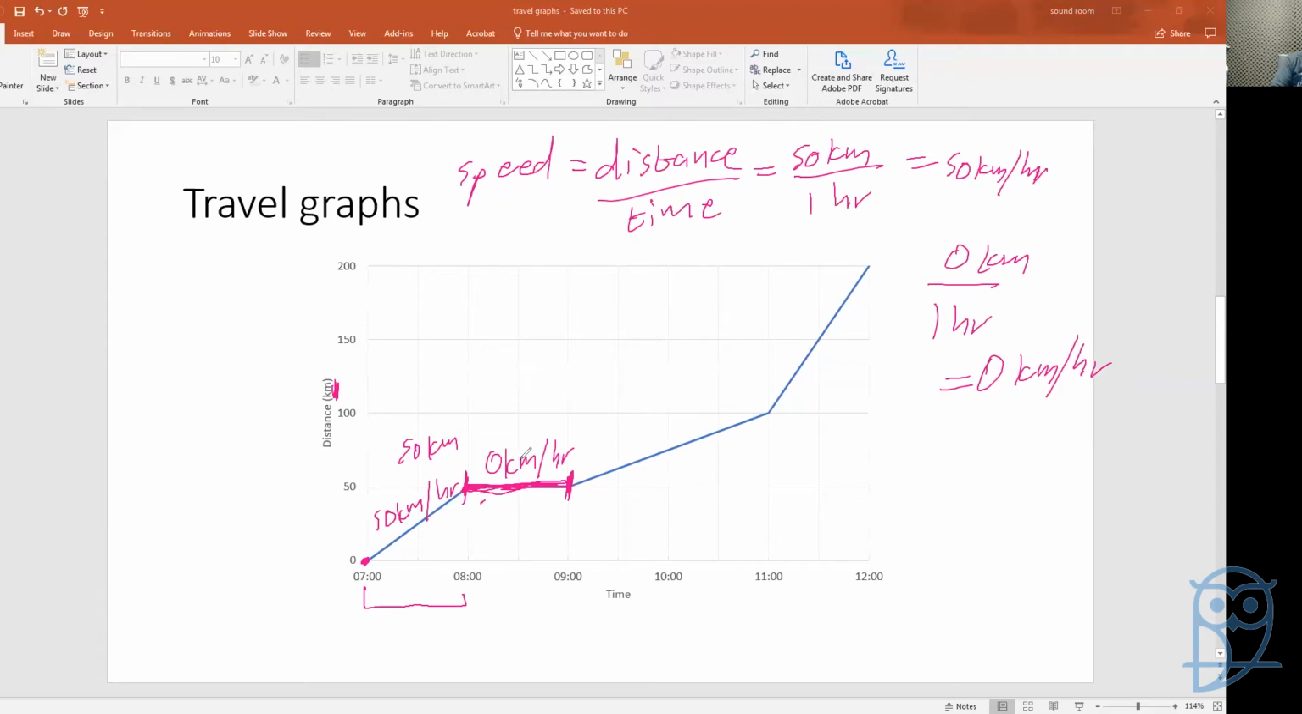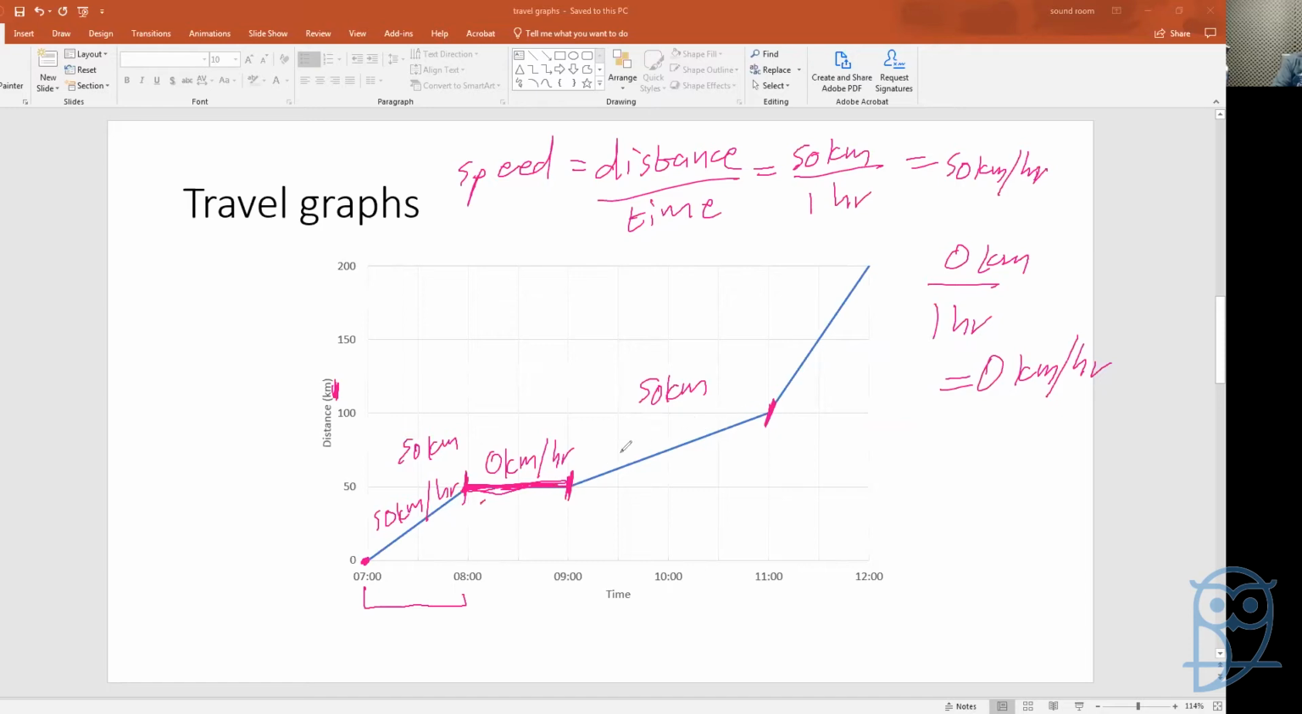How far did they travel between 9 a.m. and 11 a.m.? So that's from here to here. Well, they started at 50 k's away from home. They ended at 100 k's from home. Therefore, they traveled 50 k's. It's not 100 k's because we're not starting at 0. We're starting at 9 a.m., which is at 50 k's.